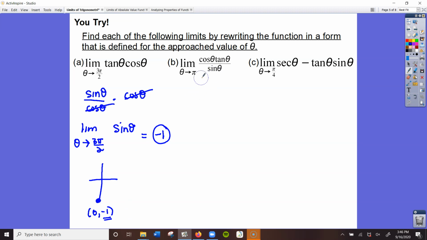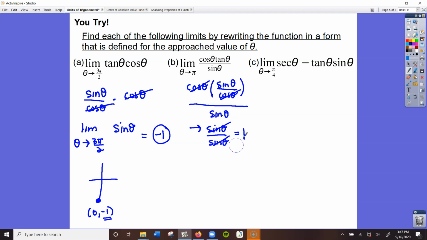For this next one here, we have the limit as theta is approaching pi of cosine theta tangent theta over sine theta. You can again work this out a couple of ways. I'm still going to choose to write everything in terms of sine and cosine. So I have cosine theta, and then tangent, as I mentioned before, is sine theta over cosine theta, and everything is over sine theta. In the numerator, the cosines cancel. So all I have left now is sine theta over sine theta, which also cancel, so it equals 1.